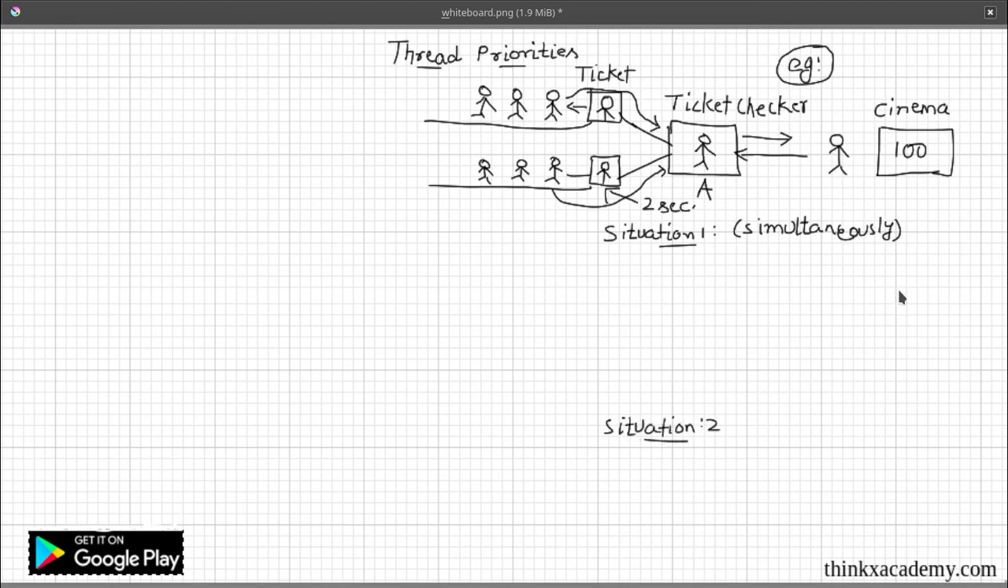The cinema, there is a cinema hall, the same cinema hall with the same number of seats available, but now there is a different manager. So this different manager hires another person, let's say this is person B. This manager also asks person B to find out some logic and a system in which he will be able to deliver the tickets to the people so that they can enter the cinema hall.